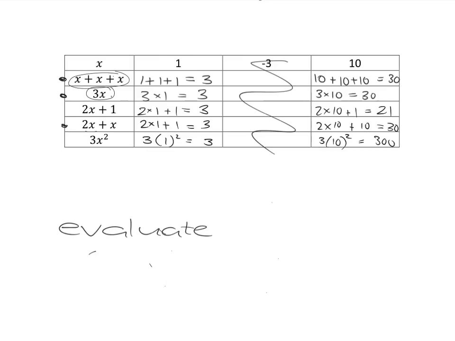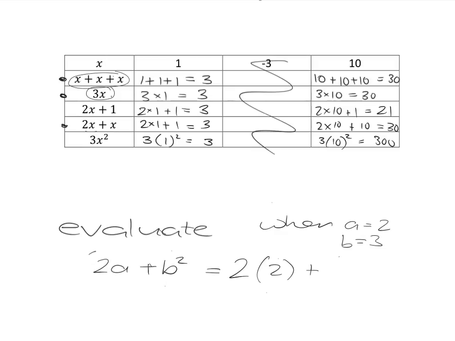And you can get very, very complicated in what you have to evaluate. You know, we could do 2a plus b squared when a is 2 and b is 3. Well, all you have to do there is what you're asked to evaluate. It means put a is 2 and b is 3, and you work out what the answer is. 2 times 2 is 4. 3 squared is 3 times 3, which is 9, and 9 plus 4 is 13.